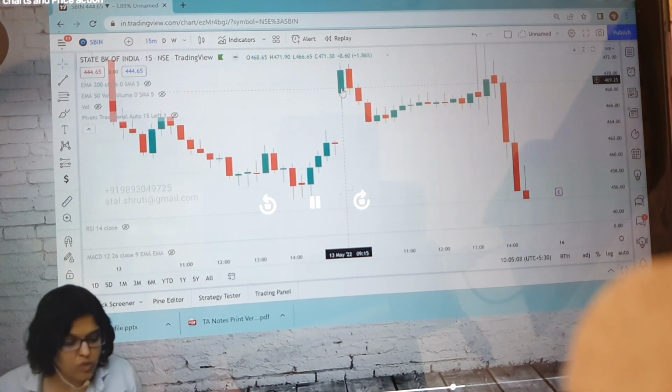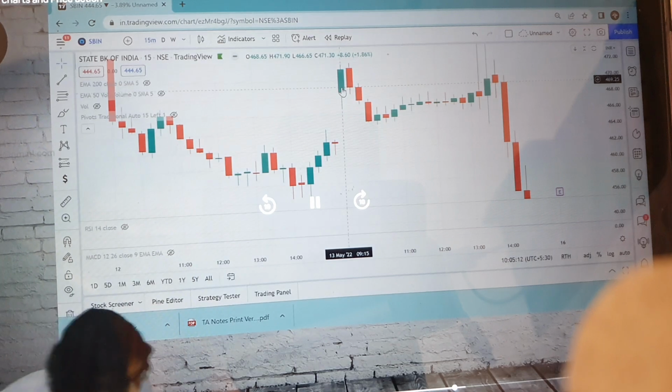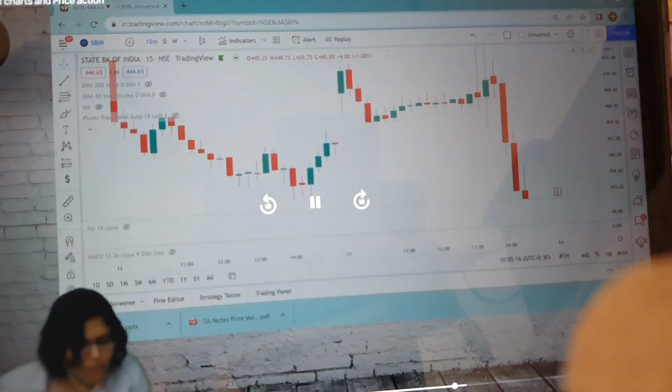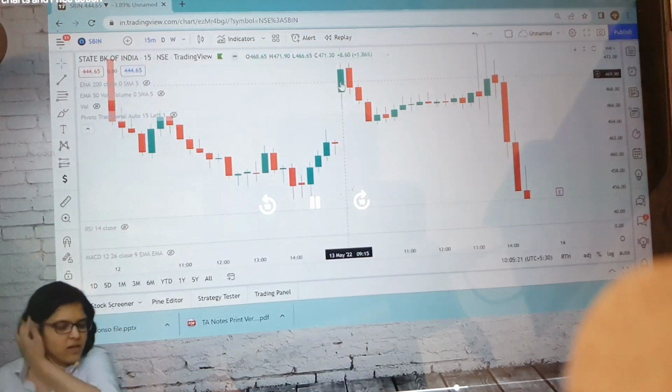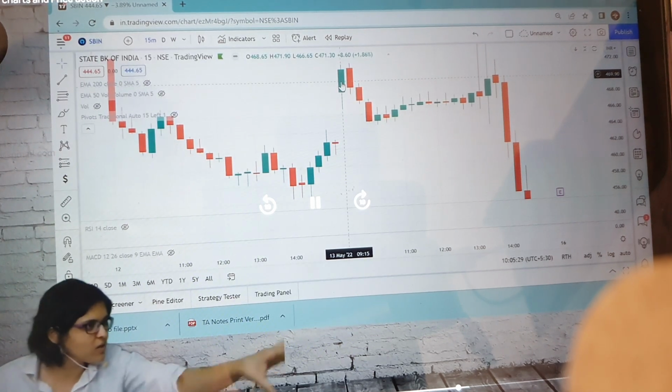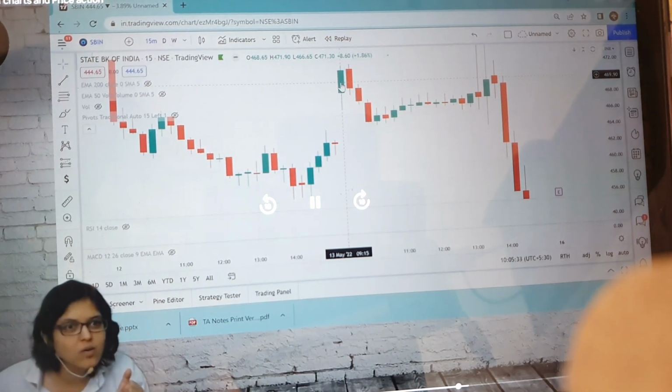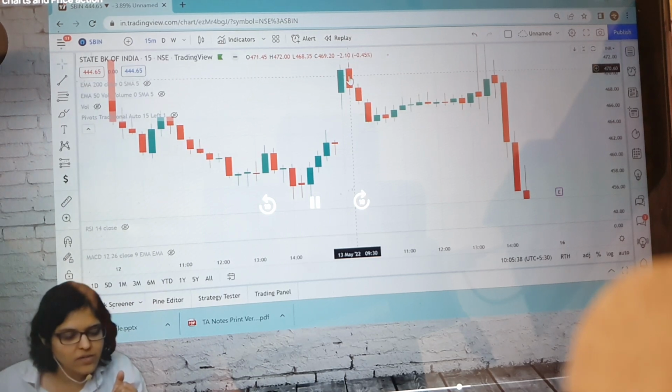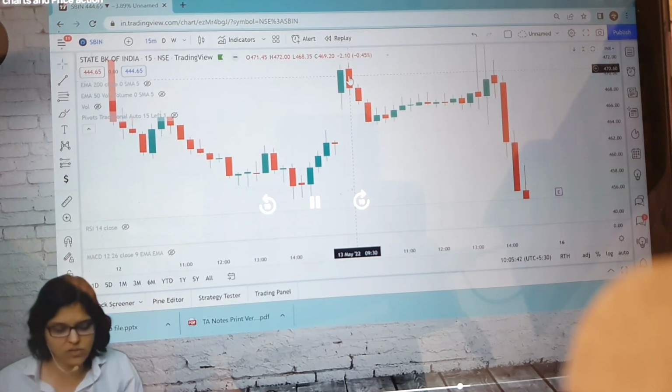But wait. Tell me the close price of this. Right on the top. Tell me what is the closing price? Exact amount 471.30. Correct? Ideally the open should have been 471.30. No. What is the open? Let us check. 471.45. Is there a minor difference? Yes. Will there always be a minor difference?